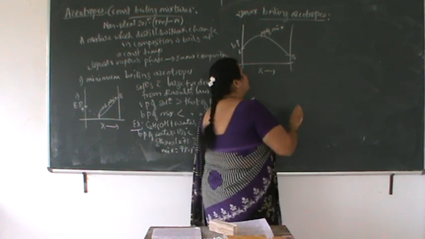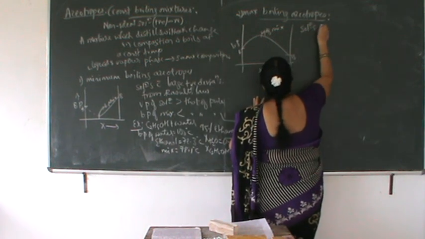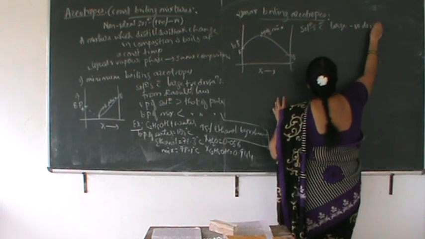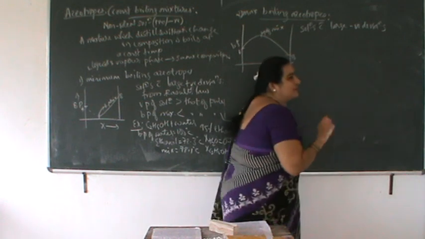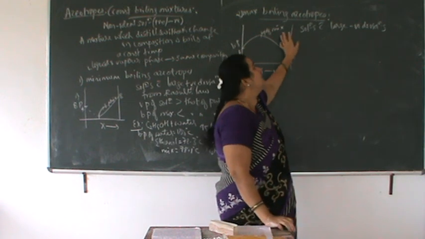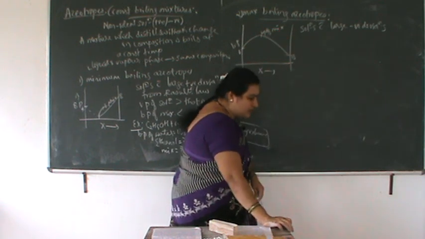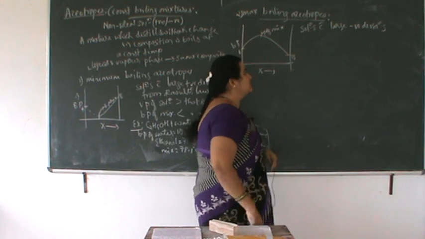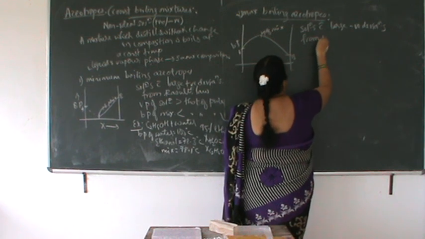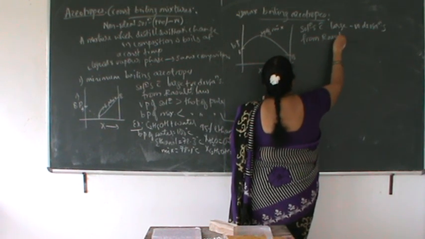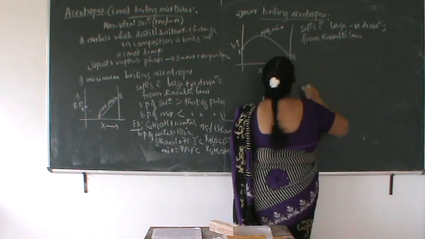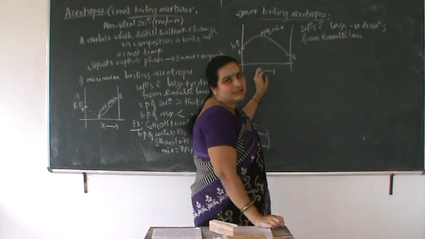Don't get confused: minimum boiling azeotropes are shown by solutions with positive deviation, and maximum boiling azeotropes are shown by solutions with negative deviation. Solutions which show large negative deviations from Raoult's law form this type of azeotropes, that is maximum boiling azeotropes.